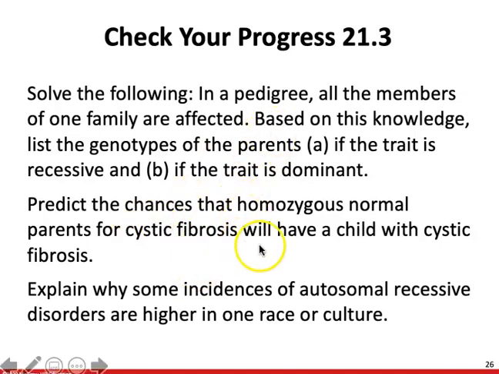So you should be able to predict the chances that homozygous normal parents for cystic fibrosis will have a child with cystic fibrosis. So homozygous normal parents for cystic fibrosis, what is the likelihood that they will have offspring with cystic fibrosis? You should also be able to explain why some incidences of autosomal recessive disorders can be higher in one race or culture. Now, we didn't go over that in this section, but you can read about it in the textbook. I won't be quizzing you on that particular instance, but it is a very interesting read.